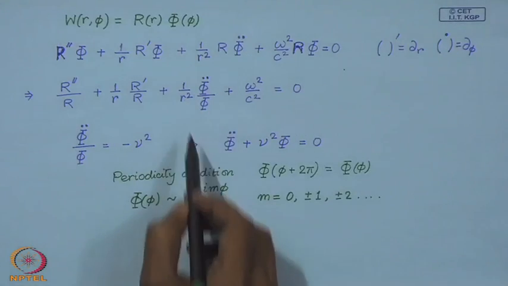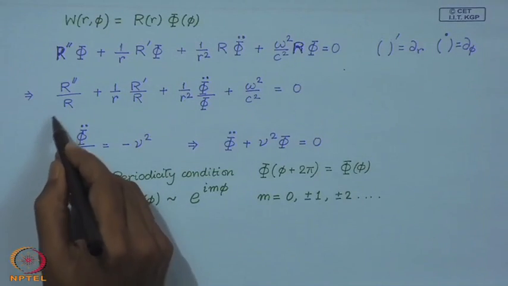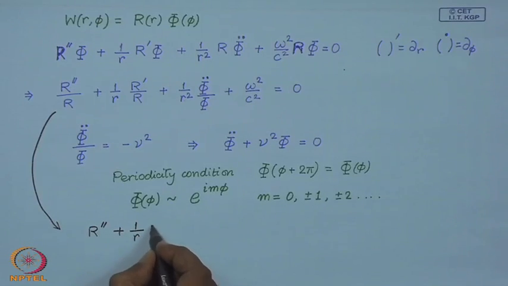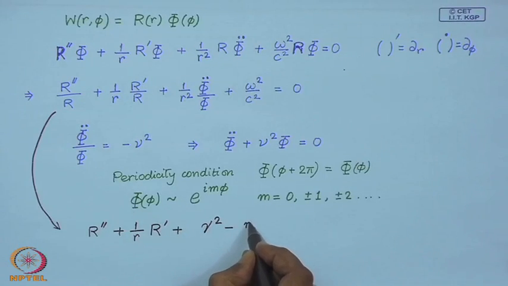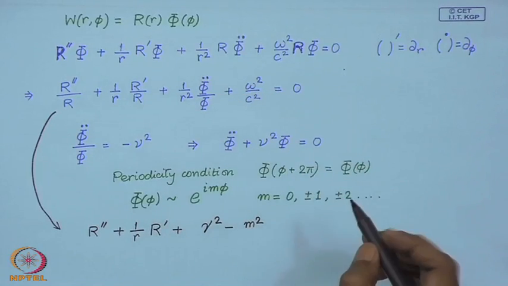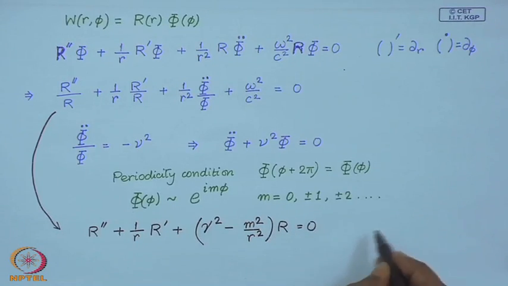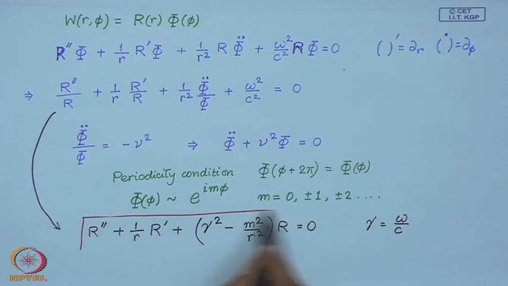Now, if you have this as minus m square, so this equation can then be written as: let me define this as gamma square, and this is minus m square, so that must be 0, where gamma is omega over c. So, this is the equation governing our radial function.